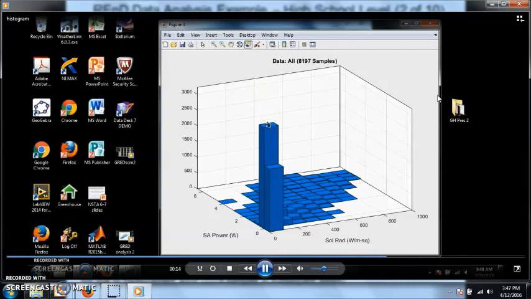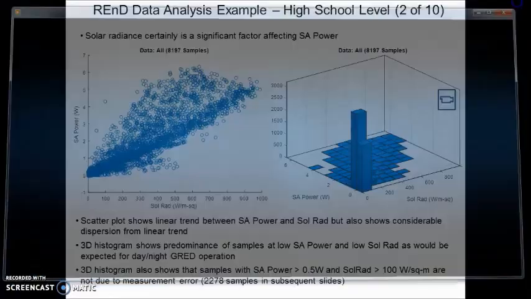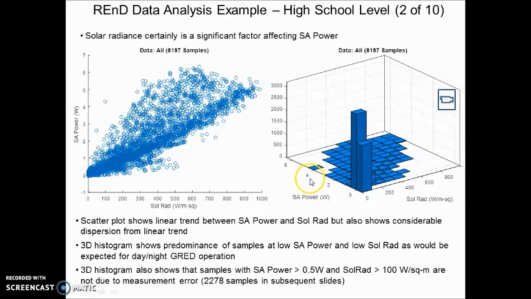MATLAB has a nice capability to look at individual samples and see how many samples fall in particular histogram bins. And these are just important elements in any data analysis exercise. In particular, what we saw here is that we had a lot of samples at very low solar radiance and low power. This is totally as would be expected, since we're collecting data 24 hours a day and there's no solar radiance at night.